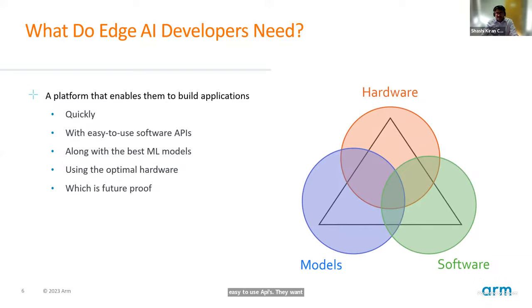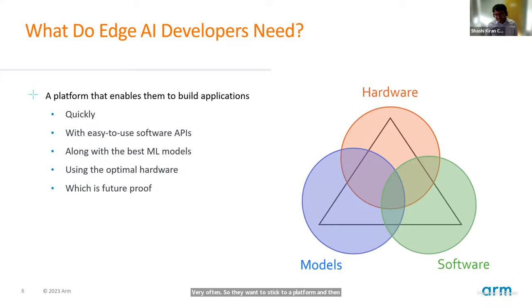They want to leverage the best ML models because that would be the competitive advantage, using the optimal hardware. So along with the software and models, you need powerful hardware to enable sophisticated applications. And finally, whatever platform they choose, they want this to be future-proof. They don't want to keep on making these decisions very often. So they want to stick to a platform and then keep on developing their applications.